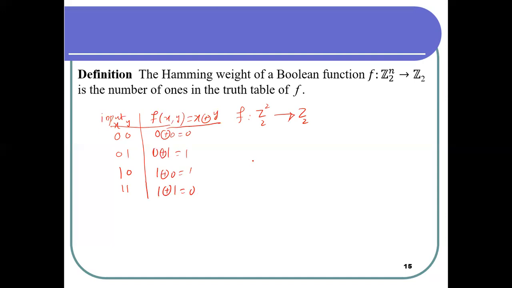So if you can see, the Hamming weight of f in this case will be 2, because the number of 1s in a Boolean function is its Hamming weight. The number of ones is 2, so the Hamming weight of this function f is 2.